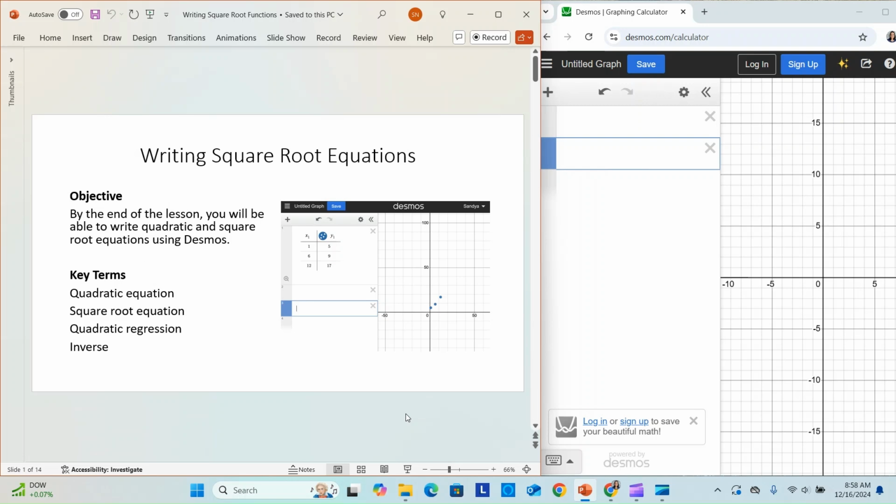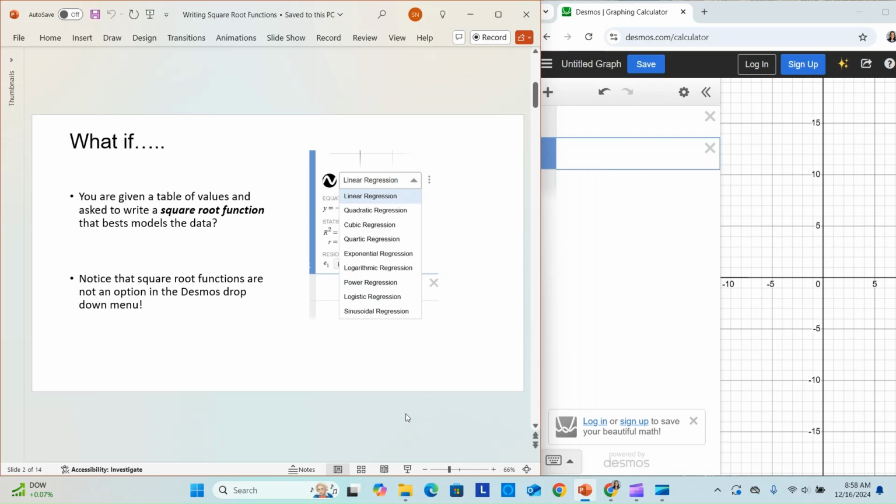So in this video, we're going to talk about how you can write square root equations using Desmos. What if you're given a table of values and asked to write a square root function that best models the data set? Well, if you look in the Desmos regression menu, notice that square root functions are not a choice there. Okay, so we can't get Desmos to directly write a square root function for us, but we can use Desmos to help us figure it out.